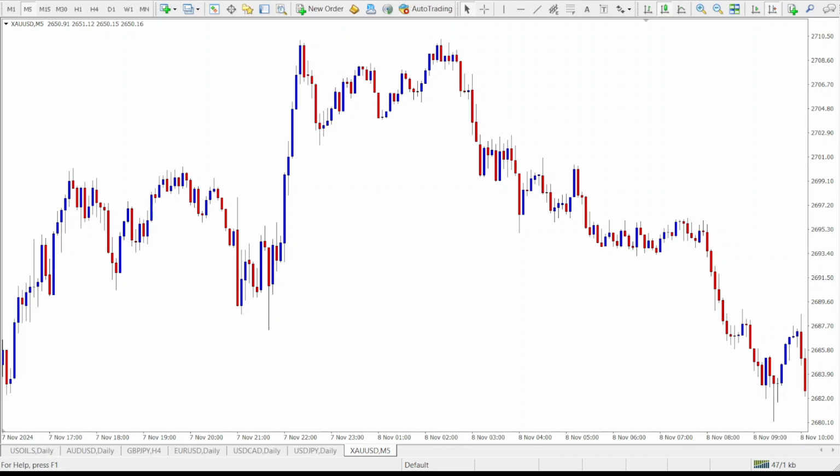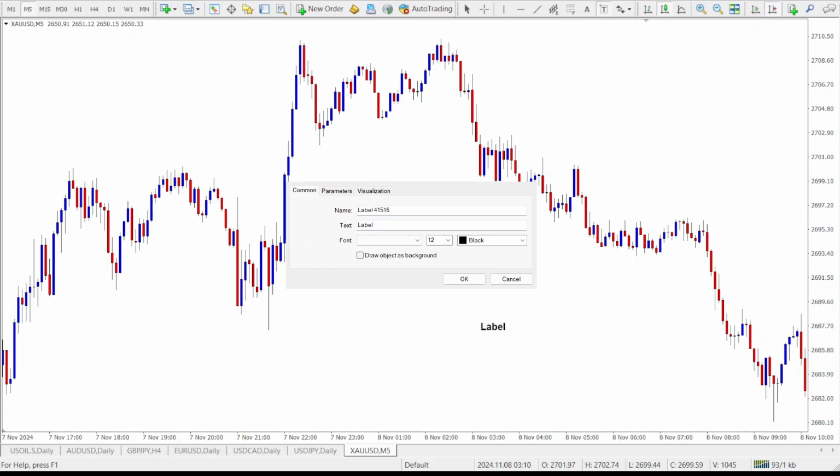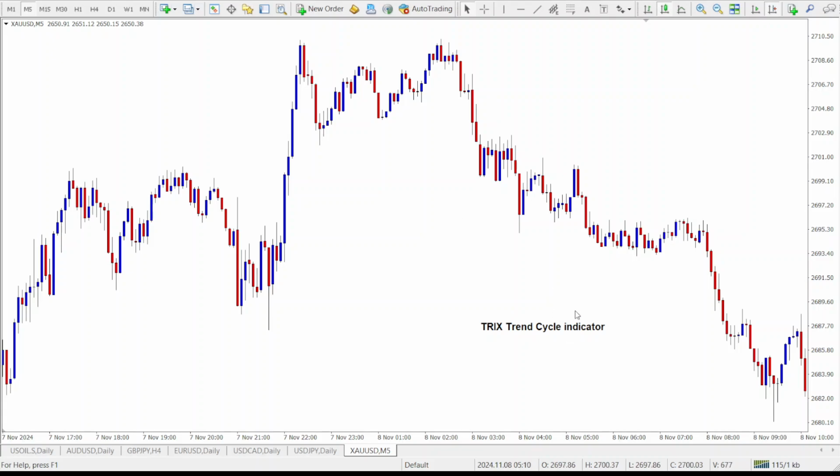In this video, we will discuss the TRIX Trend Cycle indicator. I'm just going to write out the name of the indicator clearly here. This is the indicator we are going to be discussing in this video. Now, it's a custom indicator, meaning you have to download it from an external source and add it to your indicators library before you will be able to make use of it on your MetaTrader terminal.